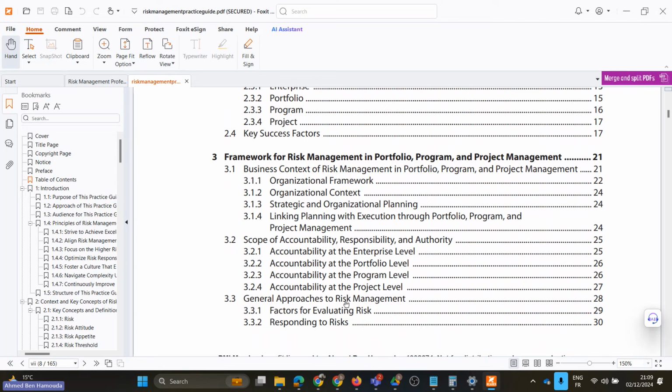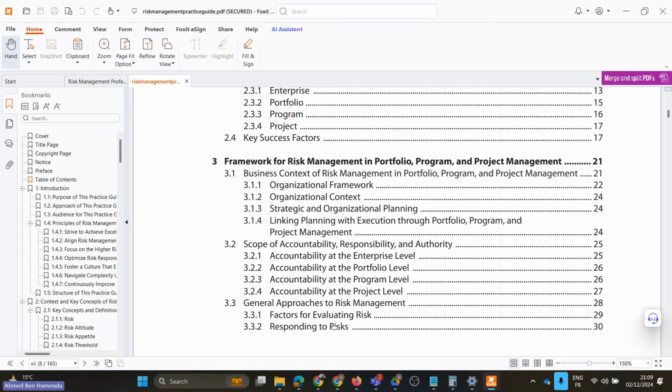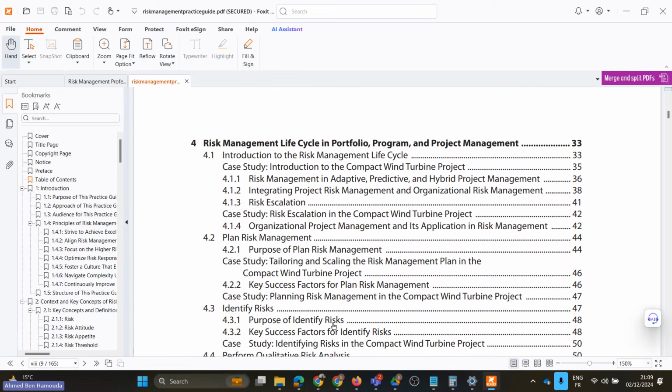Then general approaches to risk management, like which factors to consider for risk evaluation and responding to risks. Okay, and then the risk management life cycle. Now, this is quite an important one. And here we will have a case study about the compact wind turbine project. So that's a good one. Actually, now the risk management in adaptive, predictive, and hybrid, and also integrating the risk management and organizational risk management, how to escalate risks.